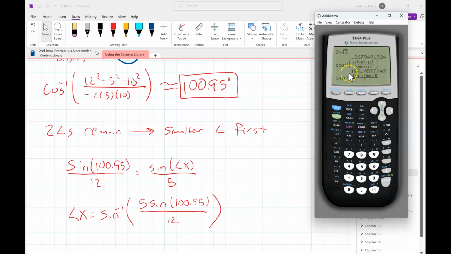So I'm just going to use the ans command. We use the ans command to just substitute in that angle that we just solved for, rather than typing in all the decimals. So there I get about 24.15.